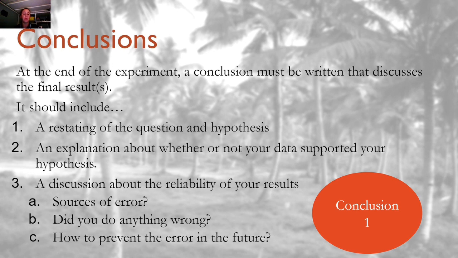And then number 3, how reliable is that data? Were there any sources of error? Maybe you mismeasured on your second trial. Maybe you forgot to add something at a certain time in one of those trials. What went wrong, and how can you prevent that in the future from happening again? Say if someone else did your experiment.